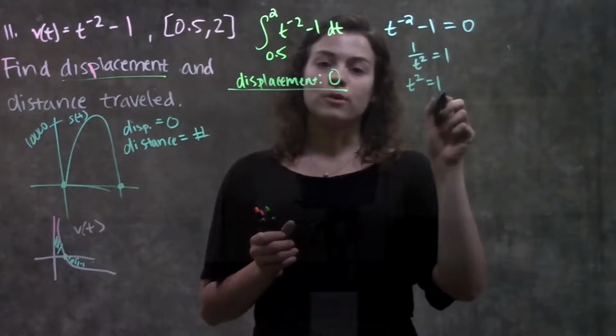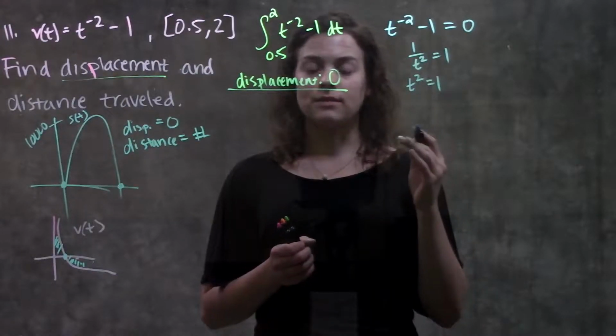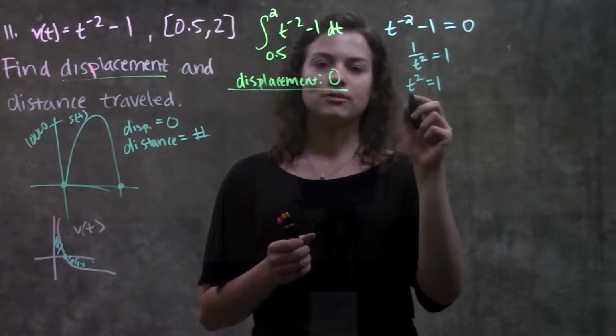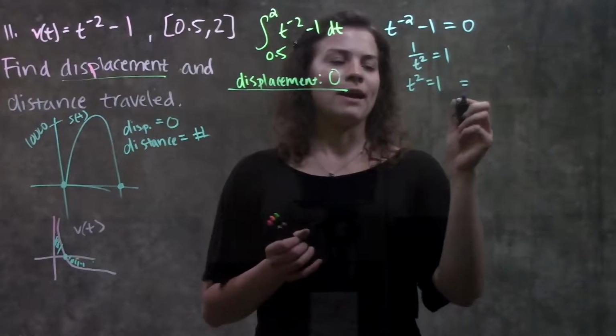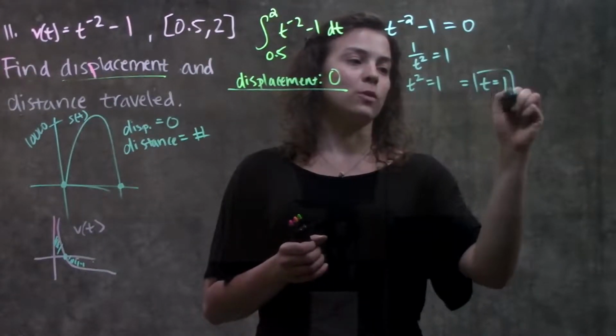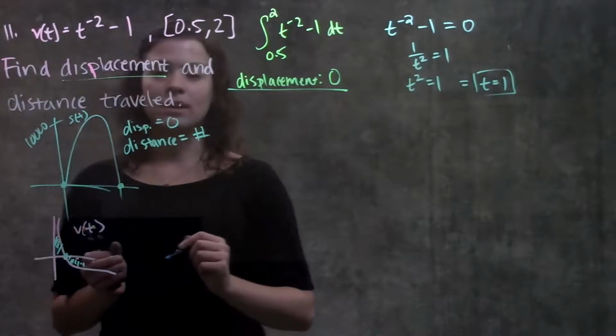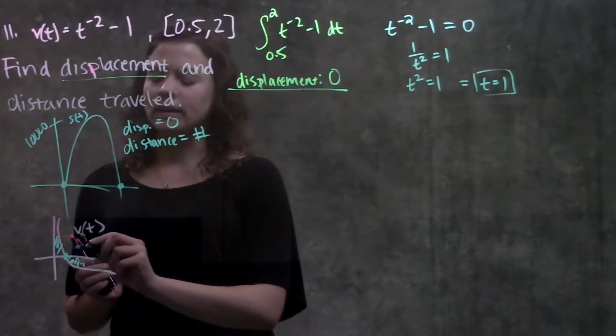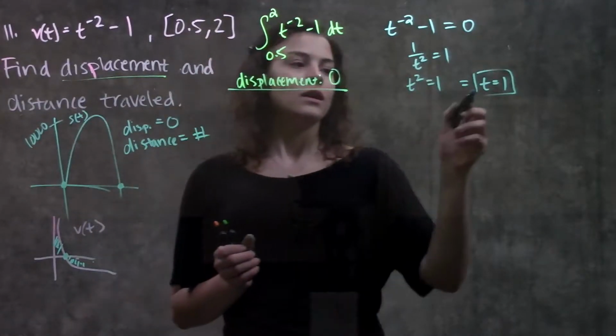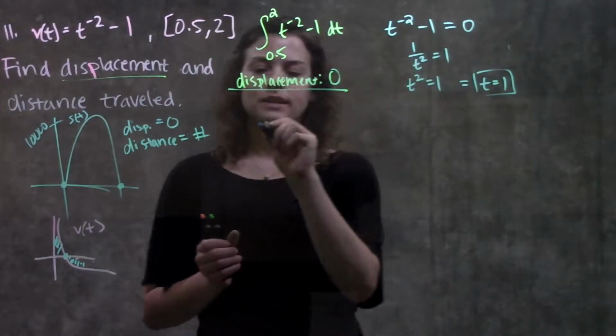And so taking the square root of both sides, t is equal to both positive and negative 1. But since t is a unit of time, negative 1 doesn't count, so I just get that t is equal to 1. And that's this value right here. That's where the function changes from positive area to negative area. So I'm going to split up my interval at t equals 1.